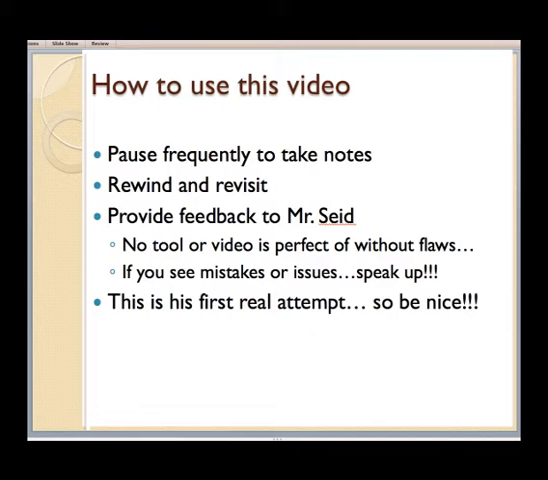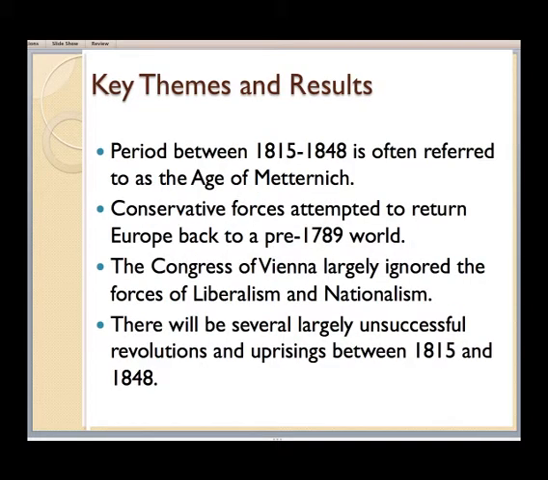All right, with that said, let's take a look at some of the key themes when it comes to the age between 1815 and 1848. Oftentimes we hear this known as the age of conservatism or the age of Metternich. This is a time when elements of conservative forces want to return to the pre-1789 world. They want to put the genie back in the bottle, so to speak.